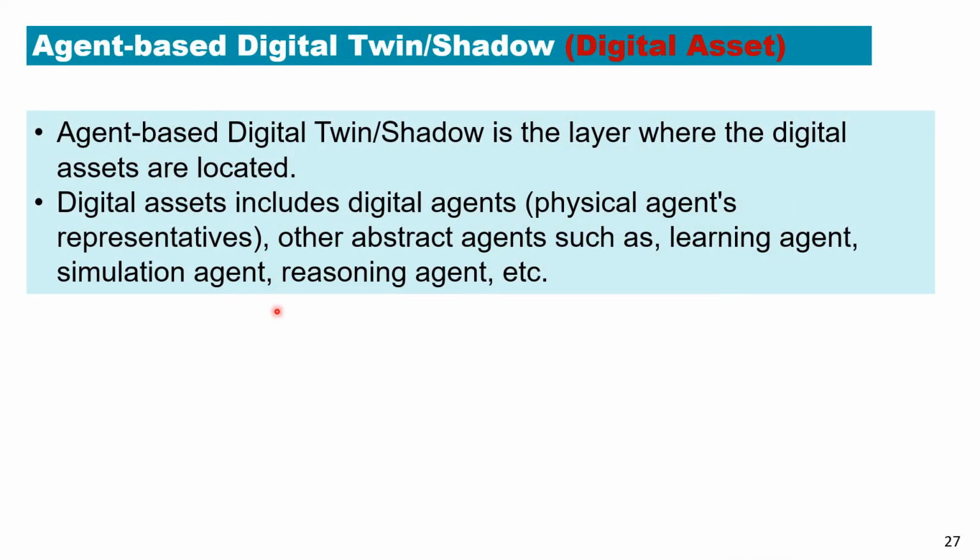On the other hand, we have the agent-based digital twin shadow, which represents the digital assets, and basically it's the layer where the digital assets are located. And digital assets include basically digital agents, which are the counterparts of physical agents, and other abstract agents such as learning, simulation, and reasoning agents. And of course, other agents can be included in this layer as long as there is a need or there is a service provided by this agent.